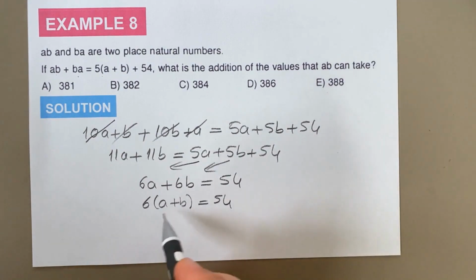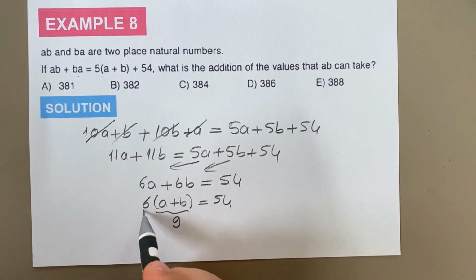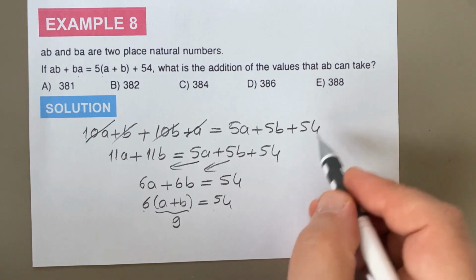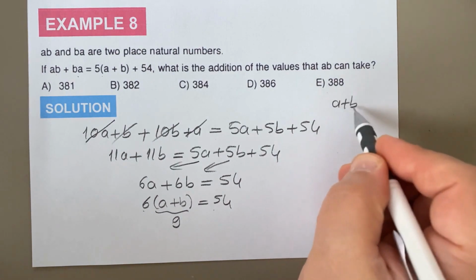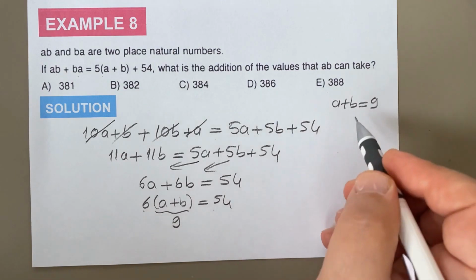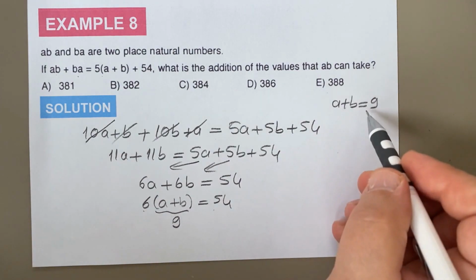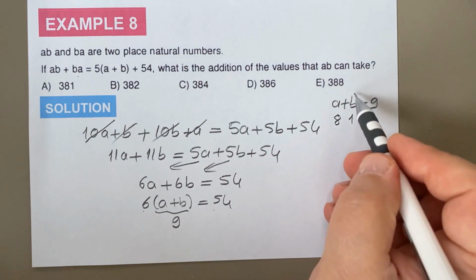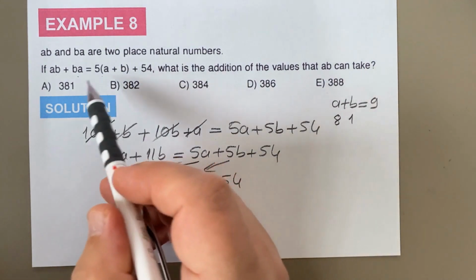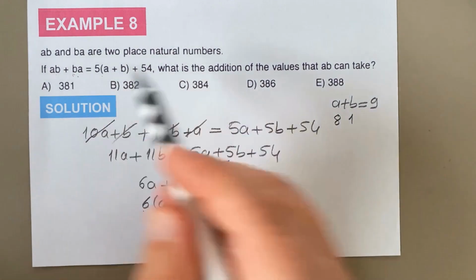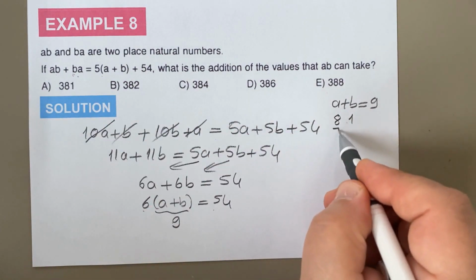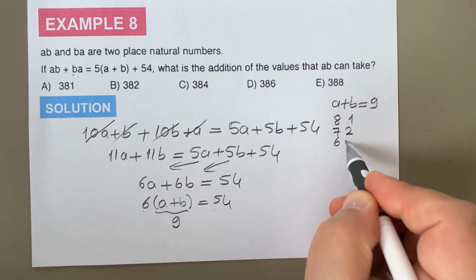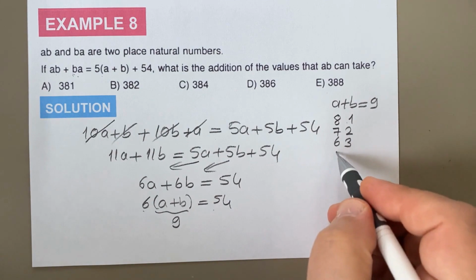From here I see that the sum of A and B is 9, because 6 times 9 is 54. So when I write it like this, the sum of the two digits A and B needs to be 9. Which numbers do I need to add to get 9? If I add 9 and 0, I can't use that because 0 can't be at the beginning. 8 plus 1, similarly 7 plus 2, 6 plus 3, 5 and 4.